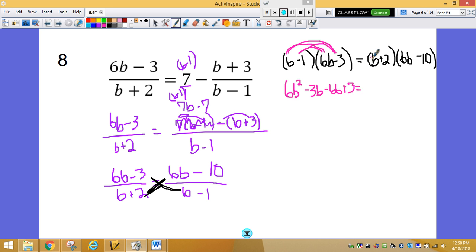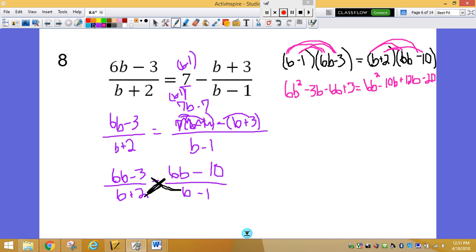I'm going to do the same thing on the right side. I'm going to distribute, distribute. So b times 6b is 6b squared. b times 10 is 10b. Take my 2, distribute it. 2 times 6 is 12b. 2 times 10 is 20.